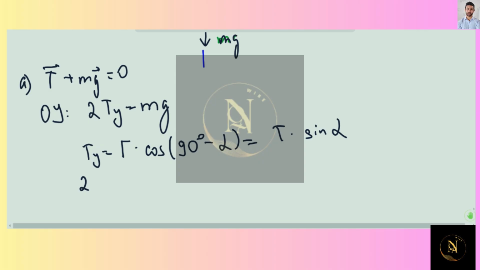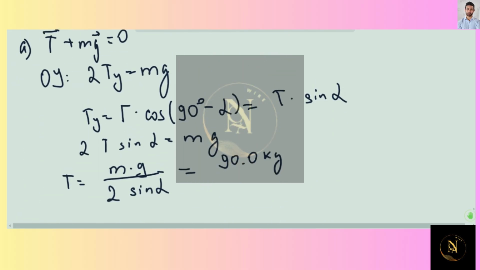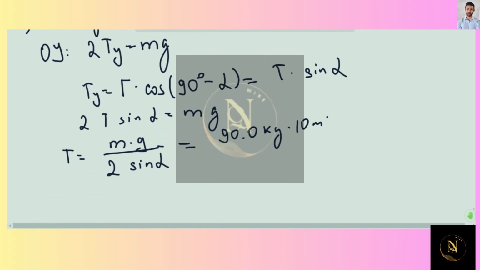Therefore, 2T multiplied by sine alpha equals mass multiplied by g. So then T equals mass multiplied by g divided by 2 sine alpha. So let's do the calculation. Mass of the climber is 90 kilograms, if I'm not mistaken. Yeah, 90 kilograms multiplied by 10 meters per second squared and divided by 2 sine of 10 degrees.